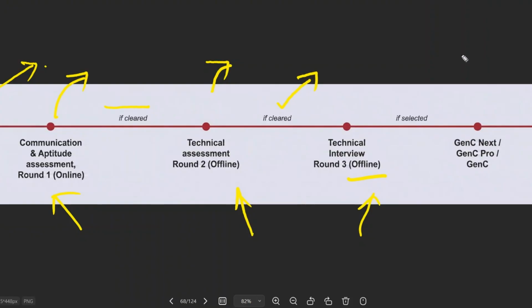Now the last is selection. If you are selected in the technical interview, then accordingly you will be selected for the GenC role, GenC Pro role, GenC Next role, or let's say the ACE role, etc. So this is what you have to keep in your mind. Now let me share the syllabuses as well. So the syllabuses are this.